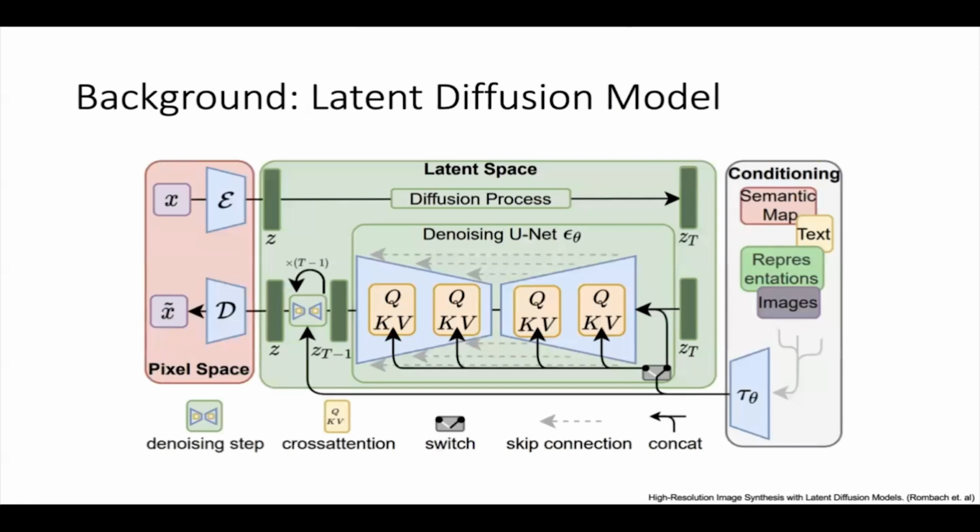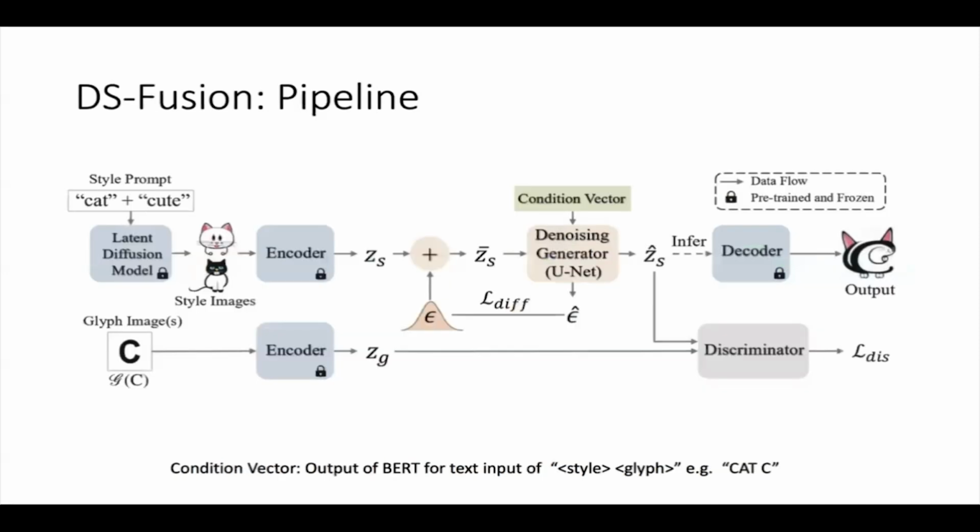Latent diffusion models work the same way as diffusion models in removing noise from the input. However, they work in latent space as opposed to pixel space. This greatly reduces the model size. We use latent diffusion model as the backbone generator in DS Fusion.